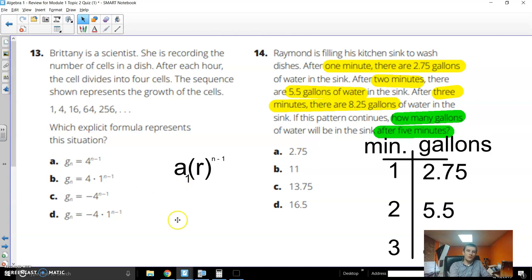Basically, I wrote the generic form of what we need here. Think about the first number in the sequence. What number does it seem that I'm multiplying by to get to the next number? And then we just pick the right answer here.